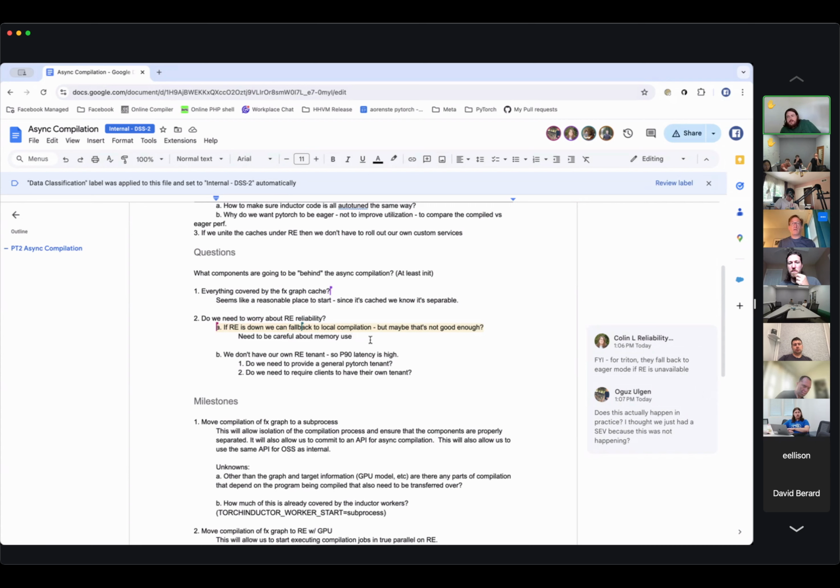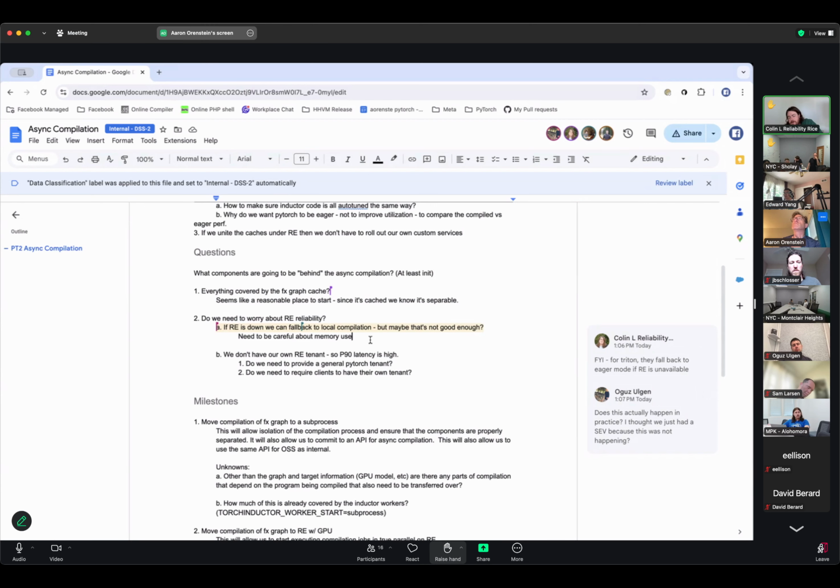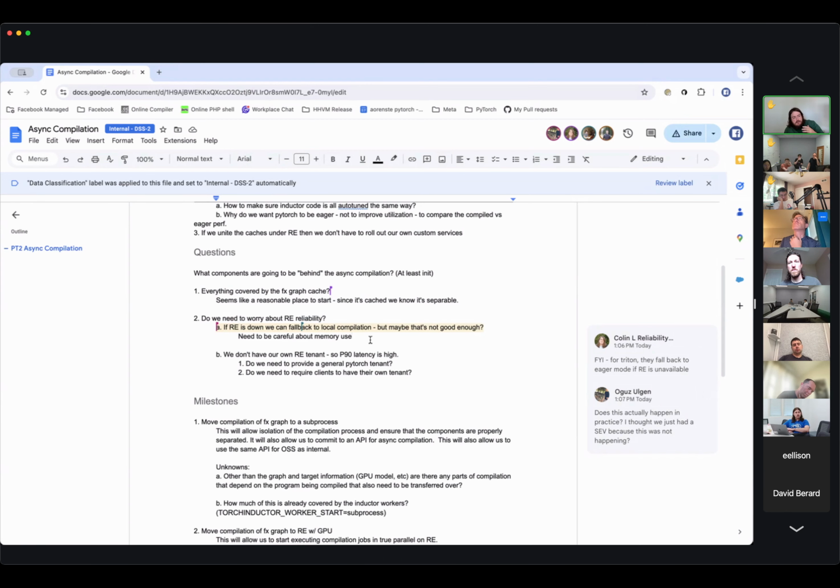The RE tenant side of things. This is all going to go into a doc, and there'll be more conversations here. But I spent a little bit of time this week talking to RE, and the rough TLDR is they don't really have a lot of multi-tenancy features right now, but they're planning to add them over this half. And I expect that PyTorch will end up using those features and talking to them.